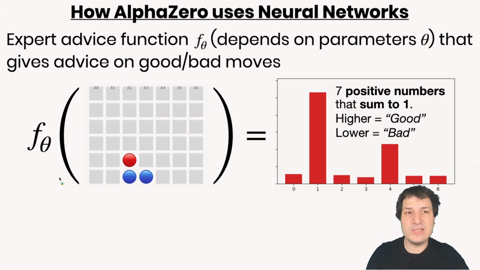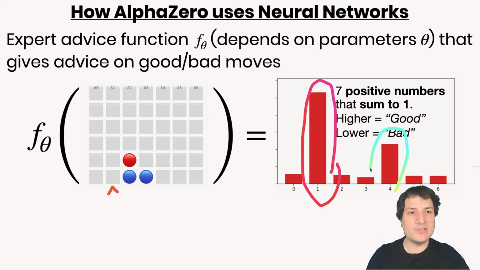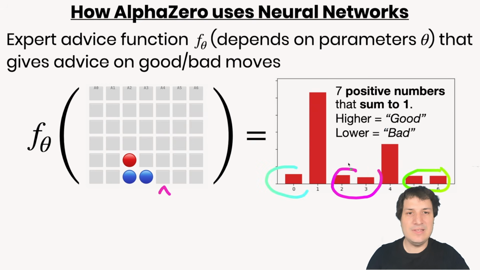And what this function is going to do is give us advice about, of the 7 possible moves, which start at 0 here because we're using Python, which of those moves are good moves and which of them are bad moves. Higher numbers mean good moves, lower numbers mean bad moves. So you can see in this situation, the AI is saying move number 1, playing in the column right here, is probably a good move. Move number 4 maybe also is possibly a good move, playing right here. But the other ones, playing in 0, 2, 3, or 5 or 6, these are all bad moves. So don't play here or here or here, because those are bad moves.